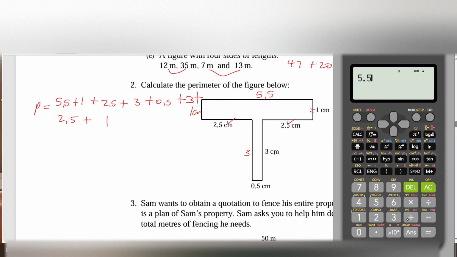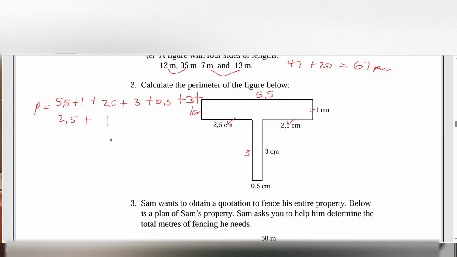So 5,5 plus 2,5 plus 3 plus 0,5. I'm adding a 3, I'm adding a 2,5, and then I'm adding a 1. This becomes 18. So we get 18 centimeters as our perimeter.